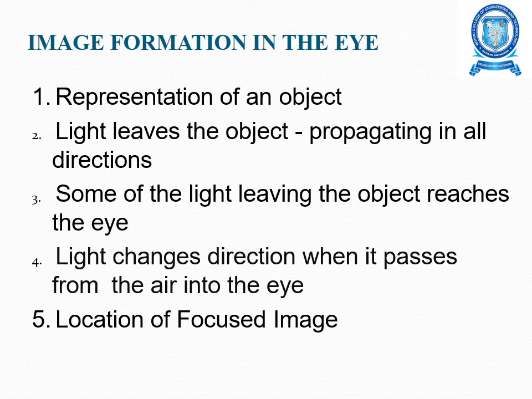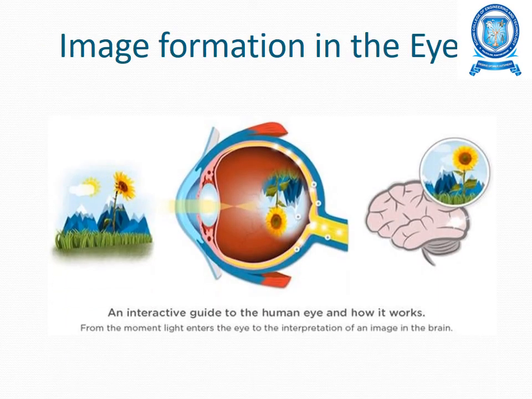So this is the image formation in the eye. First the object is represented, and light leaves the object and propagates in all directions. Some light reaches the eye, and the light changes direction when it passes from the air into the eye, and is then focused onto the retina. You can see this: suppose my eye is focused on the mountain and the sunflower, first I will receive an inverted image within my eye.